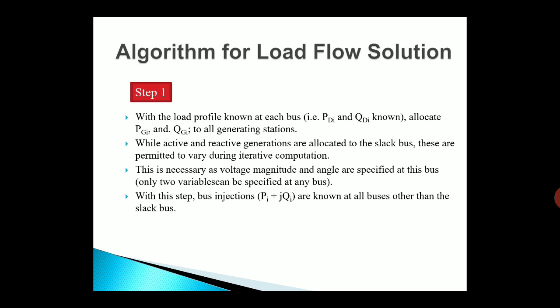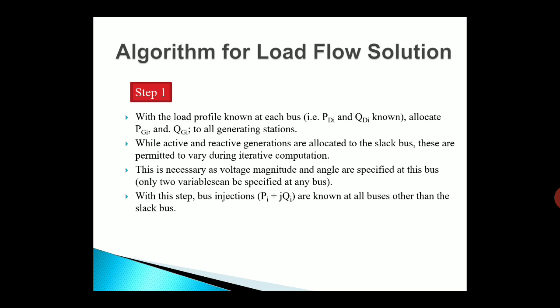Now we allocate PGi and QGi for all generating stations. While active and reactive generations are allocated onto the slack bus, these are permitted to vary during the iterative computations. The values of P and Q in the slack bus are not given. We assume a value of P and Q for the slack bus, then we do the calculation, and it is permitted to change. This is necessary as the voltage magnitude and angle are specified at this bus and we cannot change them, so we have to change P and Q for the slack bus.